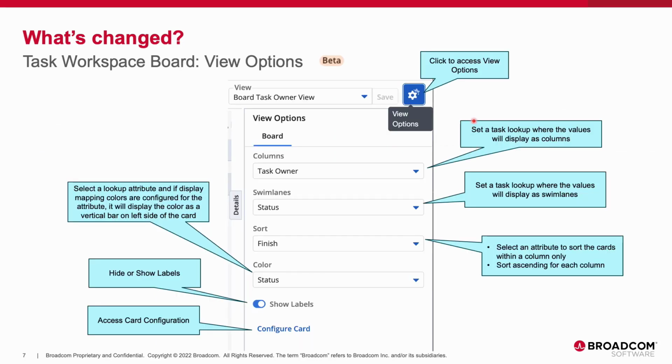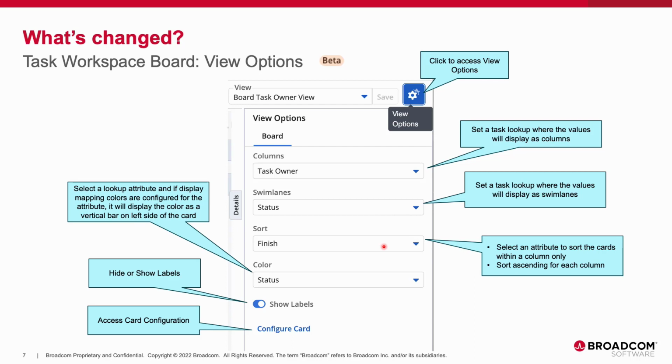Now we're going to cover the Global Task Workspace board-specific improvements. First we're going to start with the view options. Under the gear icon is how you access the view options. For the board, you have the ability to set the columns using a task lookup. What's new within this release is the ability to add swim lanes, and this will also be a task lookup you'll be able to set under view options.